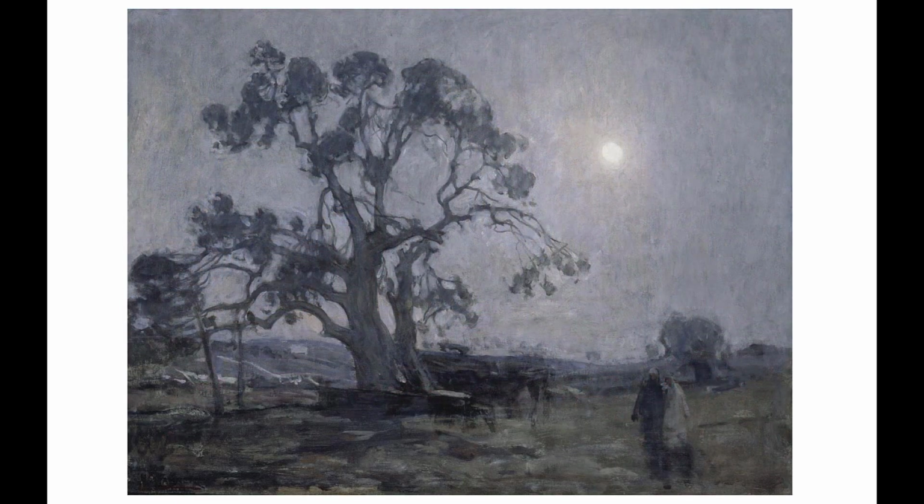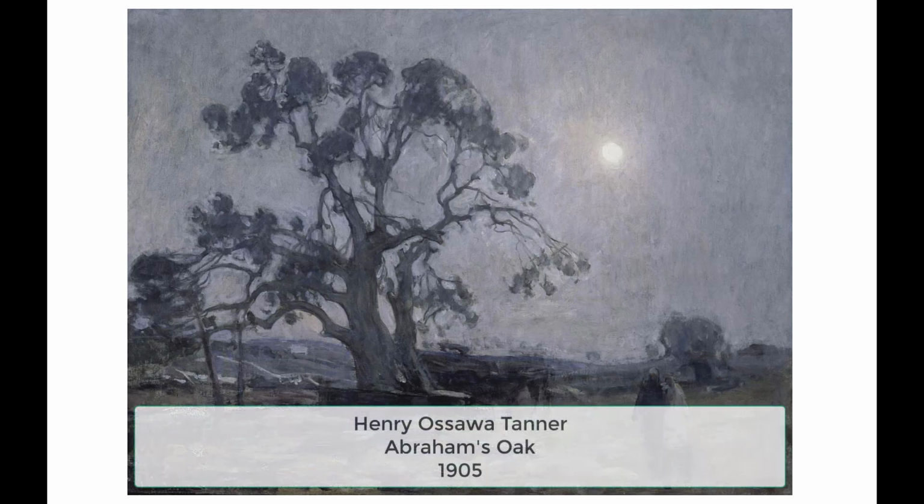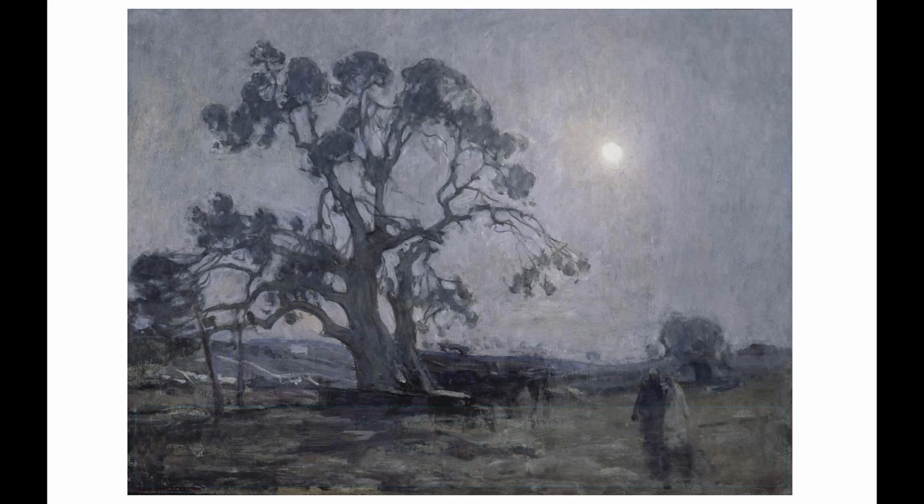Here is a wonderful cool-in-color painting by Henry Ossawa Tanner. It's called Abraham's Oak. Before, the paintings we were looking at had warmer colors. This has much cooler blues, purples, very low saturation greens. It's evocative of a nighttime scene, and the cool colors give it a sense of calm and even a bit of melancholy. Notice the areas of higher contrast, like this dark and this light right here.